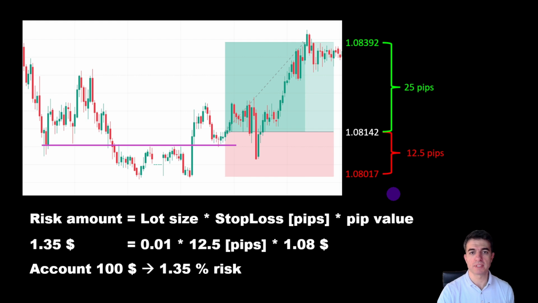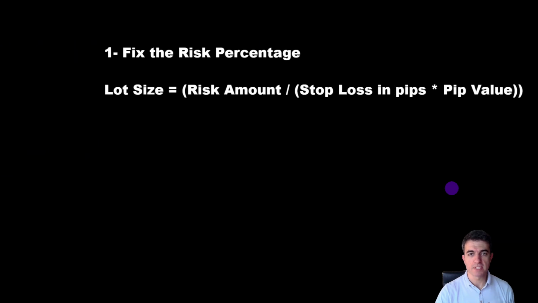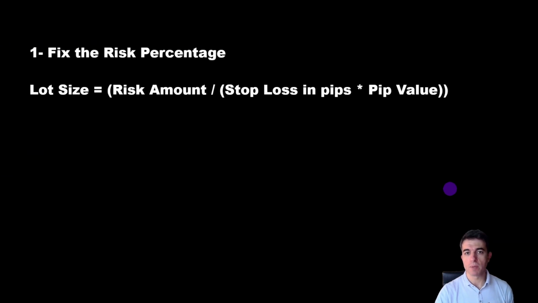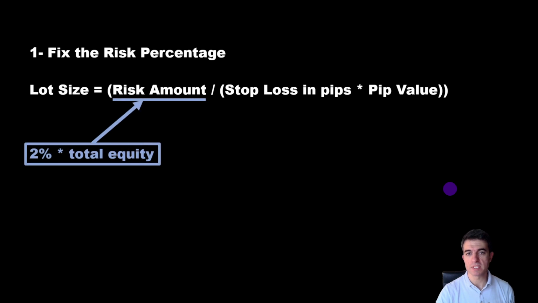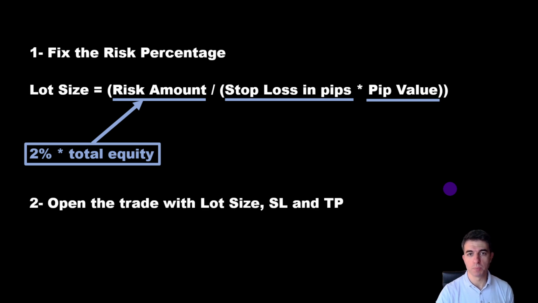This is all good, but how can we leverage this information to define our lot sizing? First, we need to fix the risk percentage we are willing to apply in our trading. If you want to risk, let's say, 2% of the total equity, the lot size will be equal to the risk amount, 2% of the total equity in this example, divided by the stop loss distance in pips times the pip value, which depends on the asset and the time we are trading. Now that we have all the components for our trade, we can execute the trade on the market using the calculated lot size. We still have one very important point to consider though.